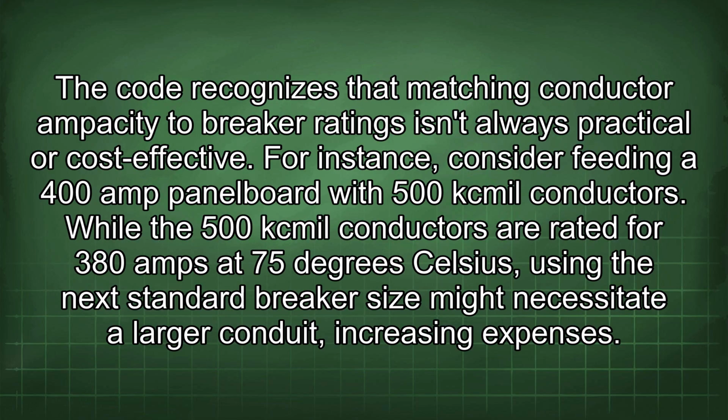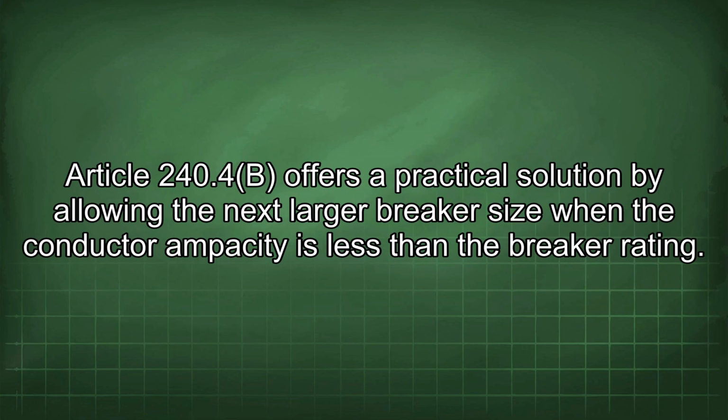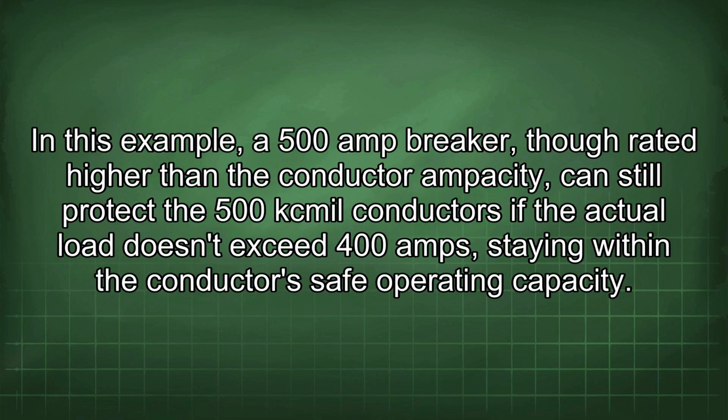For instance, consider feeding a 400 amp panel board with 500 kcmil conductors. While the 500 kcmil conductors are rated for 380 amps at 75 degrees Celsius, using the NEC standard breaker size might necessitate a larger conduit, increasing expenses. Article 240.4(B) offers a practical solution by allowing the NEC's larger breaker size when the conductor ampacity is less than the breaker rating. In this example, a 500 amp breaker, though rated higher than the conductor ampacity, can still protect the 500 kcmil conductors if the actual load doesn't exceed 400 amps, staying within the conductor's safe operating capacity.